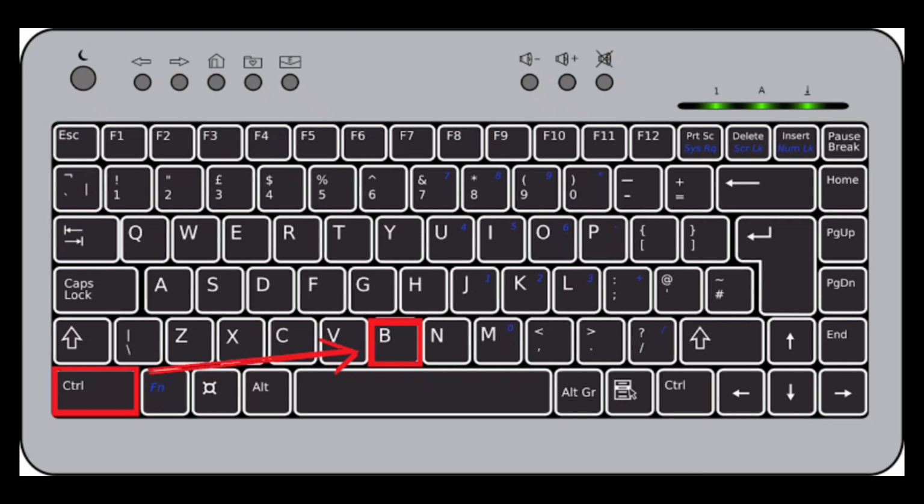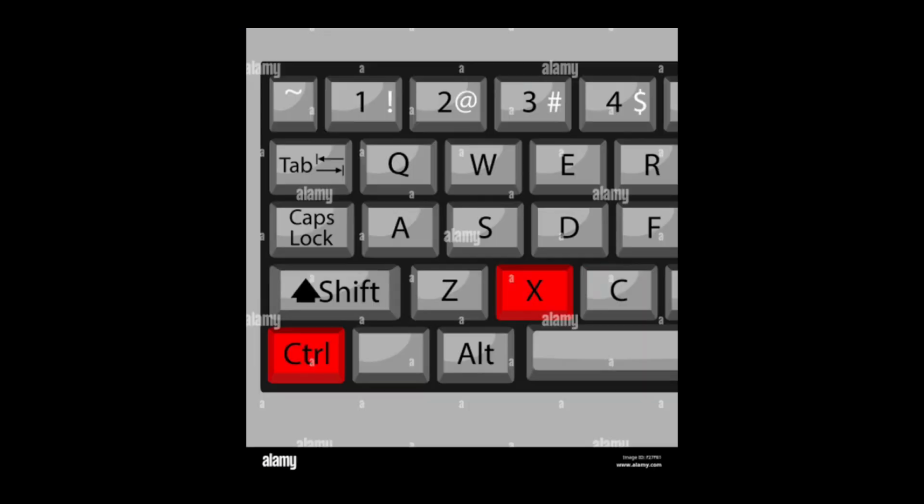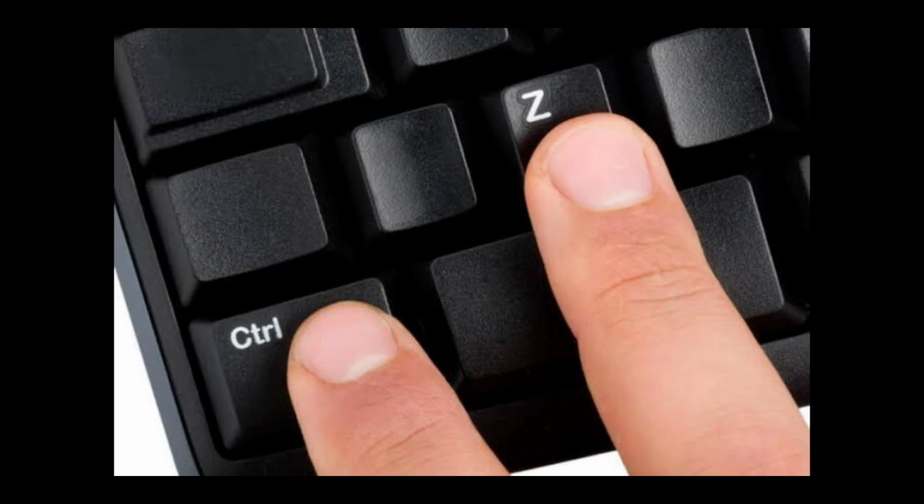Control B, to bold text. Control P, print a document. Control X, to cut a text. Control Z, to undo if you make a mistake.